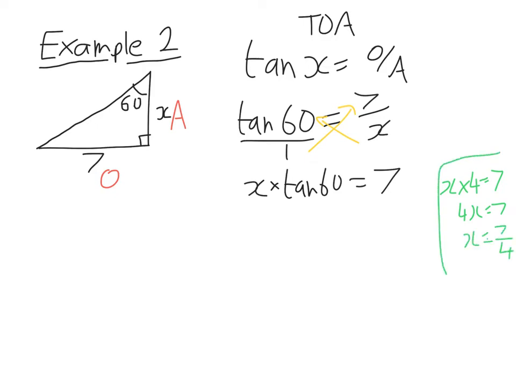So hopefully, just make sure you're happy with that, and hopefully that will help you then with the last step here. What we do is, because x is multiplied by tan 60, to get x on its own, we divide both sides by tan 60. So x equals 7 divided by tan 60. You put that in your calculator, 7 divided by tan 60, and you get 4.04 to 3 significant figures. Let's put this all in centimetres.